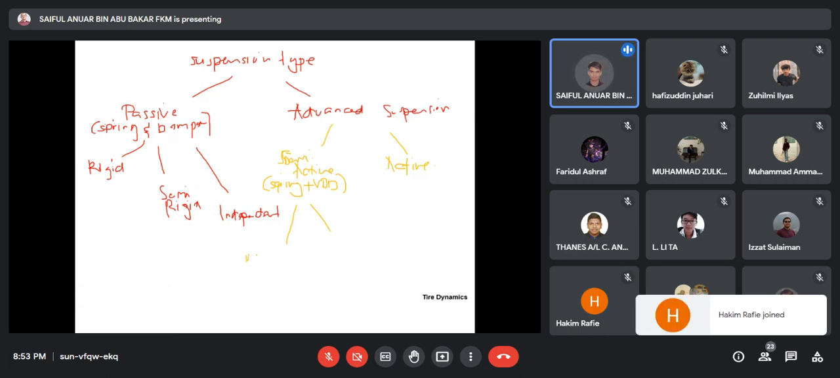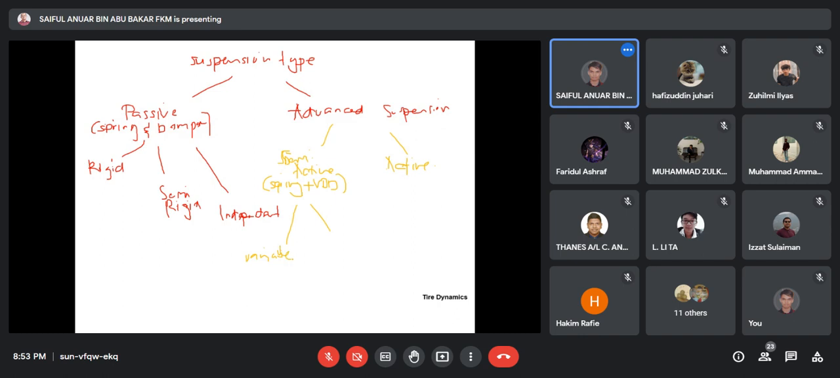We have a variable orifice. Second one, we have the MR damper. This MR damper stands for magnetorheological damper. Magneto is a long name actually. This MR stands for magnetorheological damper.